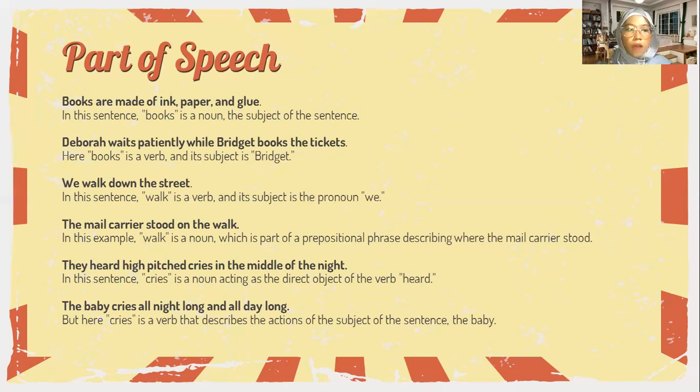They heard a high-pitched cry in the middle of the night. In this sentence, cry is a noun acting as the direct object of the verb heard. The baby cries all night long and all day long. But here, cries is a verb that describes the actions of the subject of the sentence, the baby.